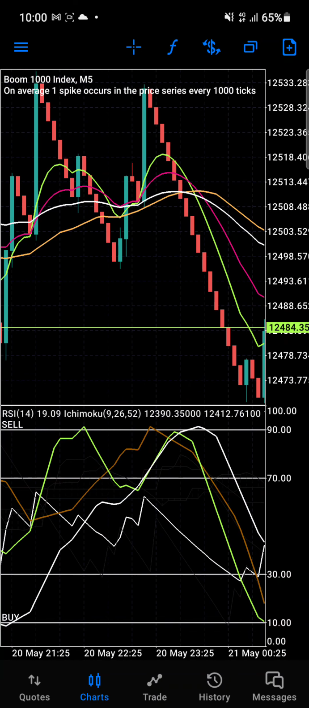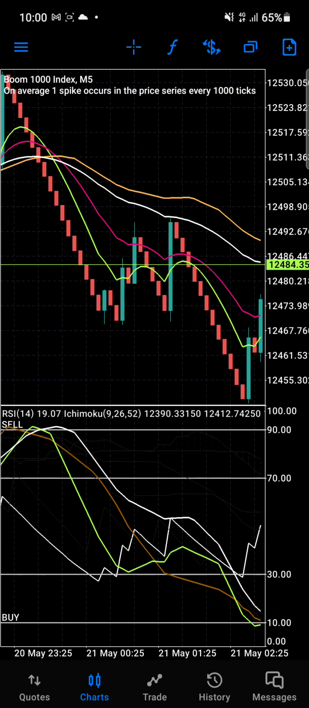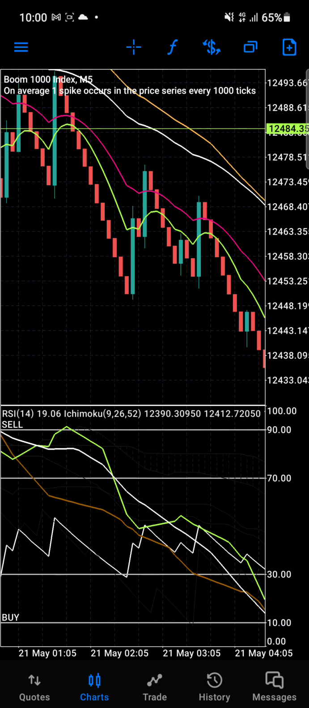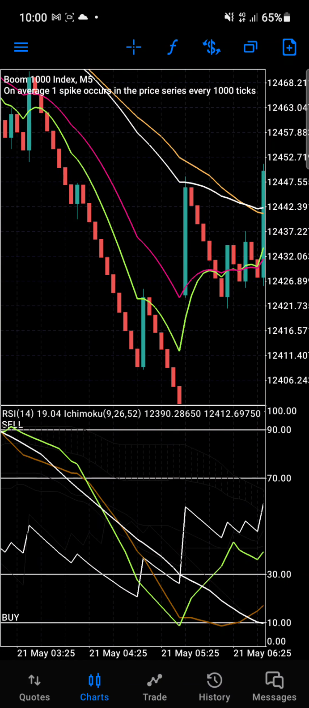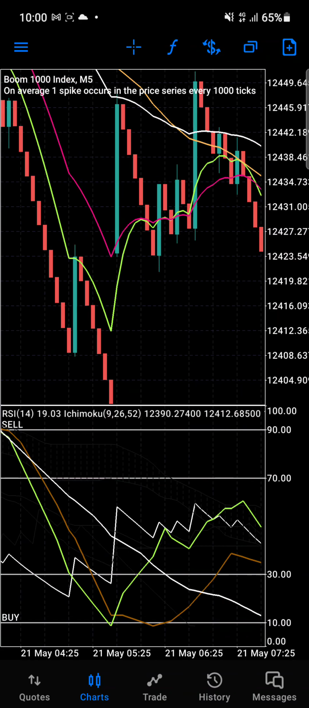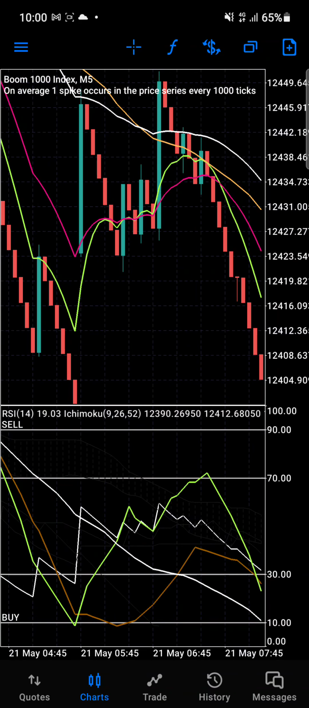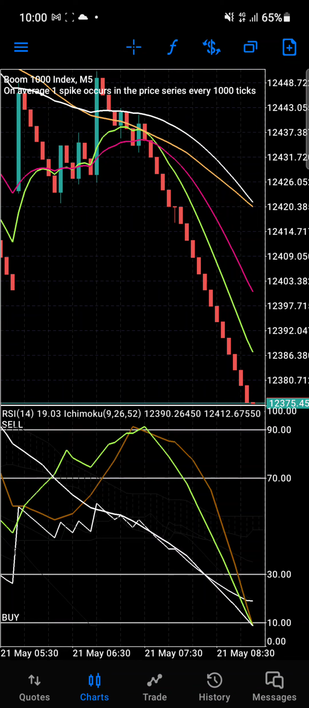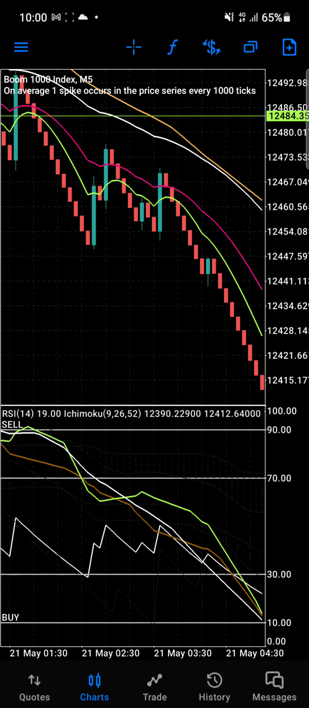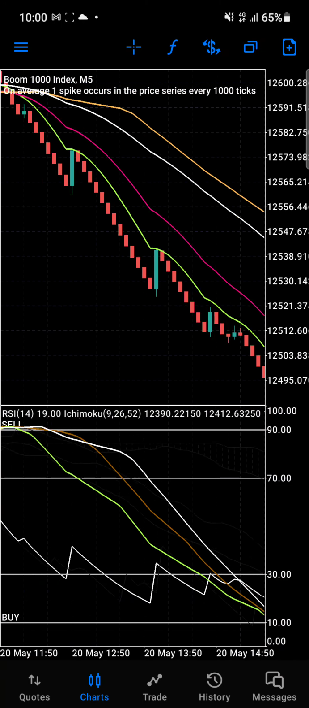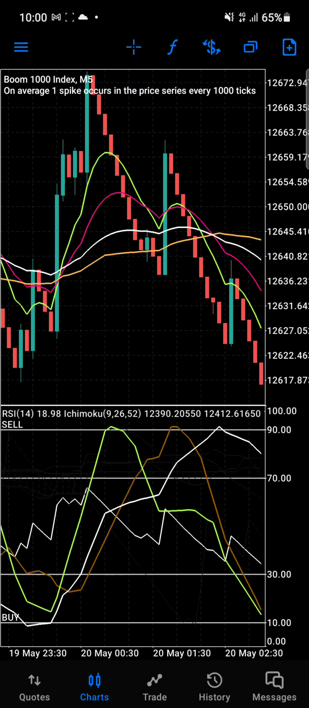When it came below moving average 55, you can see it going down and down, even though there are spikes in between, but it is more of a downtrend than an uptrend. You can see all this, it is more of a downtrend than an uptrend till the very last.